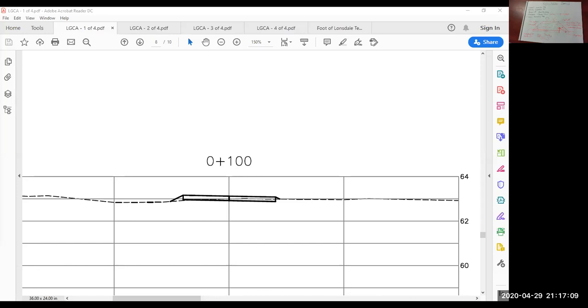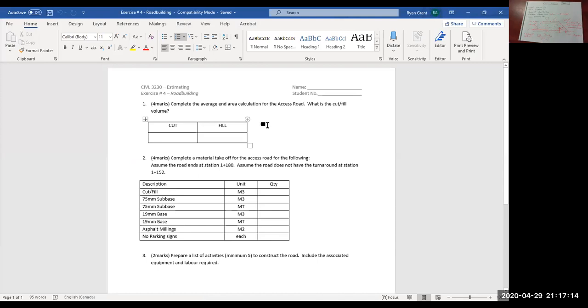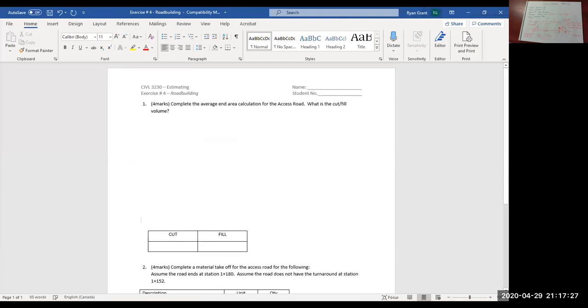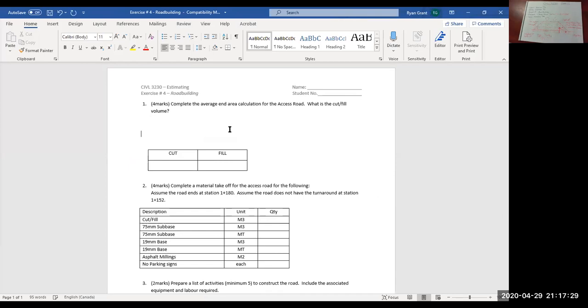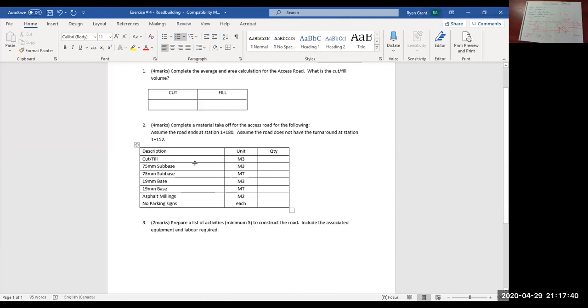Let me go back to the Word document. Once you finish that spreadsheet, you can cut it and paste it into here, make a big space here and paste it into there. That's fine, so that you're only submitting just this Word document. Okay, so question 2, complete a material takeoff for the access road for the following.